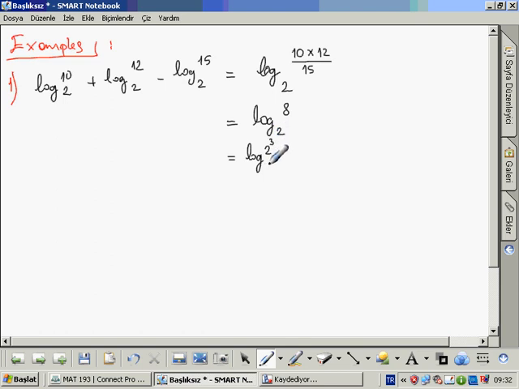to the base 2, so that's equal to 3 times logarithm of 2 to the base 2, so it equals 3, right?